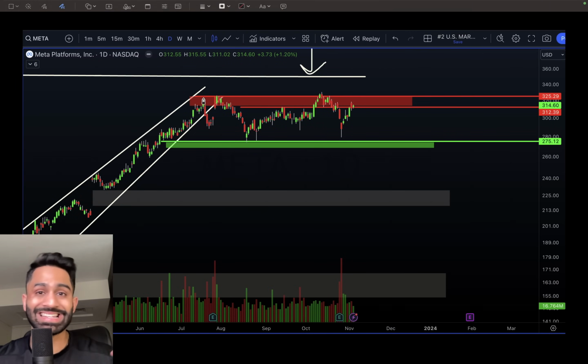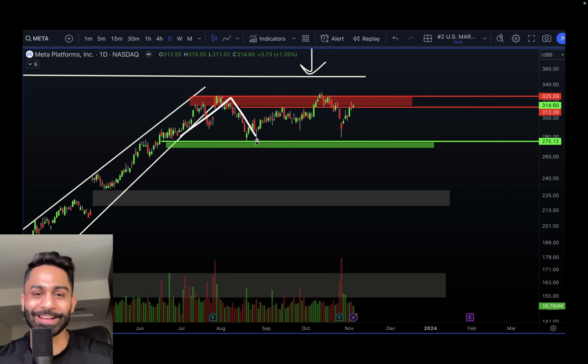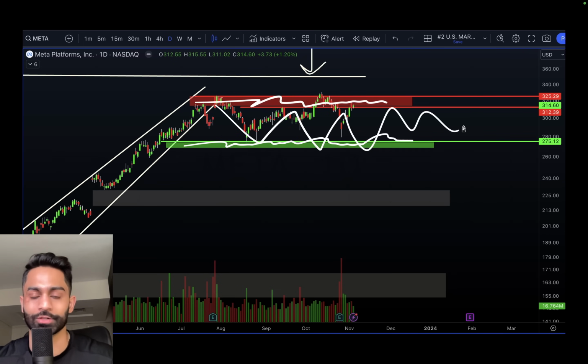Now, Meta Platforms, identical pattern to that of AMD and NVIDIA. So lots of consolidation sideways. So a lot of resistance and supply sitting right over here at 325 and support level, massive amounts of support sitting at 275 for Meta. So you can see that it's just been trading sideways in that range.